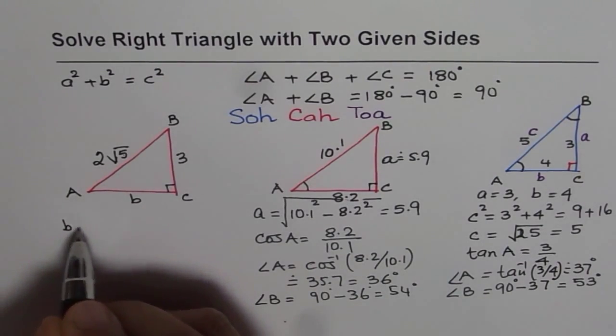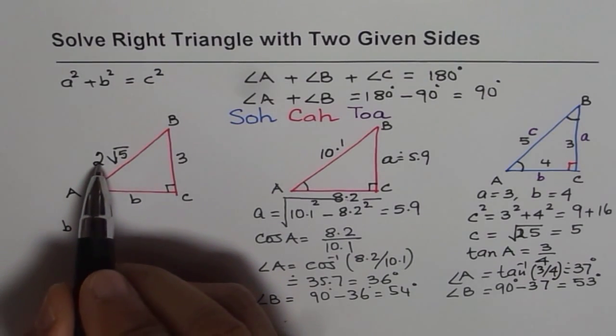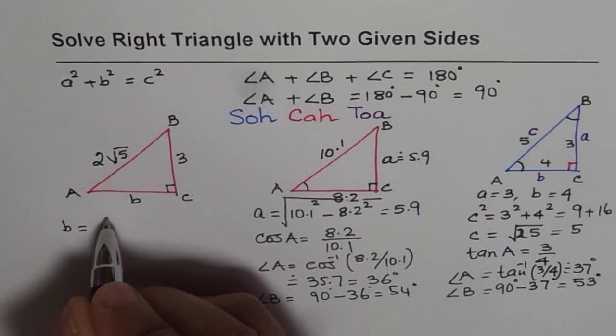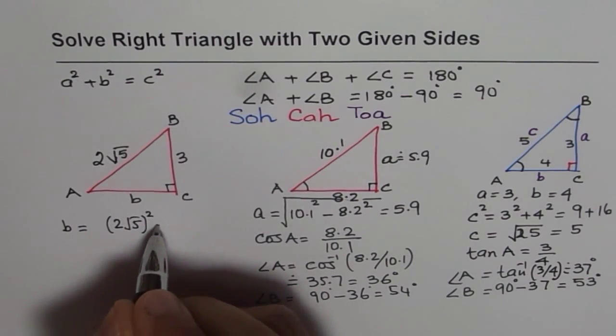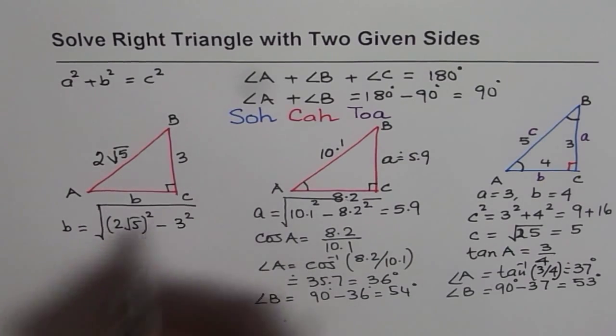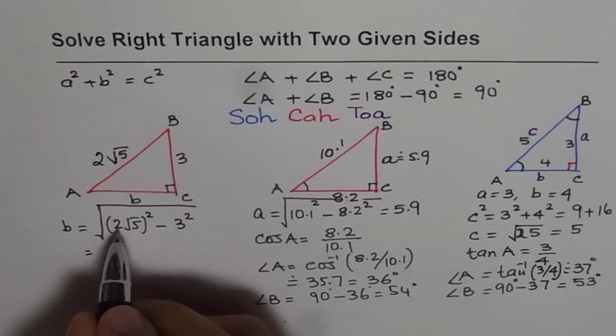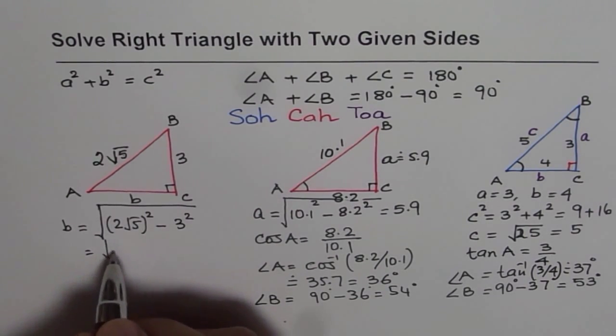So B should be equal to square of this, which is 2 square is 4. So let me write like this. 2 square root of 5 whole square, take away 3 square. Okay? Within the square root, right? Now 2 square is 4 and square root of 5 square is 5. So we get 20 here, right? So we get square root of 20 minus 9.